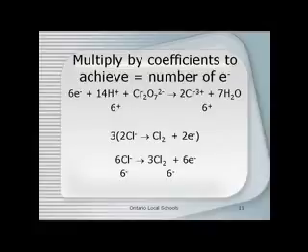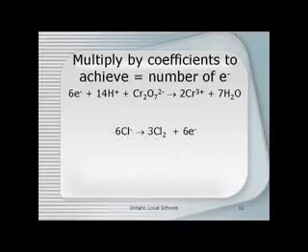So what we need to do is multiply by a coefficient to achieve an equal number of electrons in both the oxidation and reduction half reactions. We can do that by taking a coefficient of 3 times the coefficients already present in the 2Cl minus yields Cl2 plus 2 electrons. So when this is balanced, we get 6Cl minus yields 3Cl2 plus 6 electrons. If you'll notice, the charges are still balanced, and now our oxidation and reduction half reactions have the same number of electrons present.